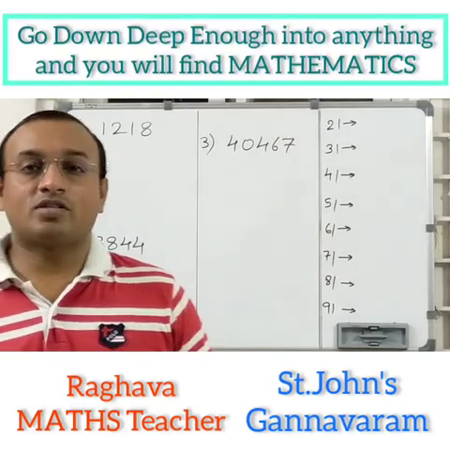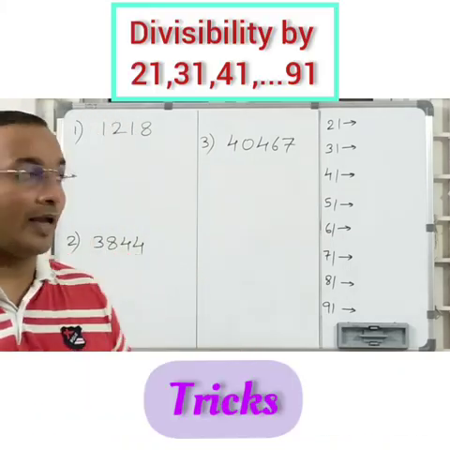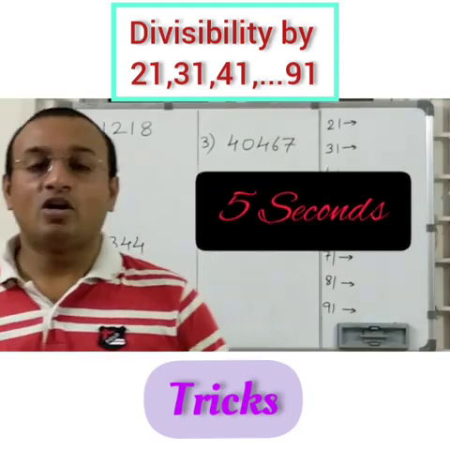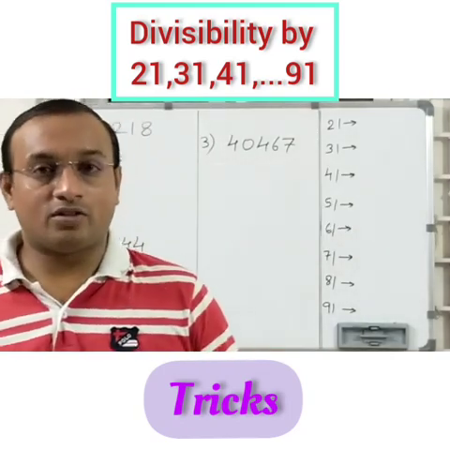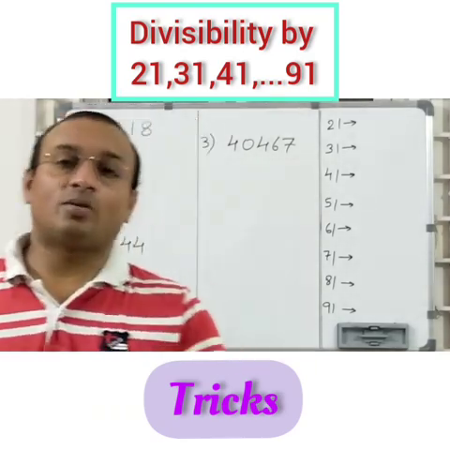Friends, I am here to discuss some special tricks with which we can check whether the given numbers are divisible by 21, 31, and so on until 91 or not, just in 5 seconds. These will be helpful for our divisions without wastage of time. Okay friends, let's start this with some examples.